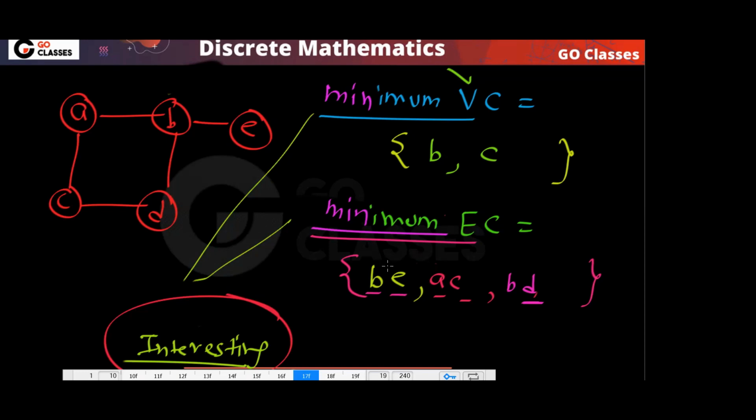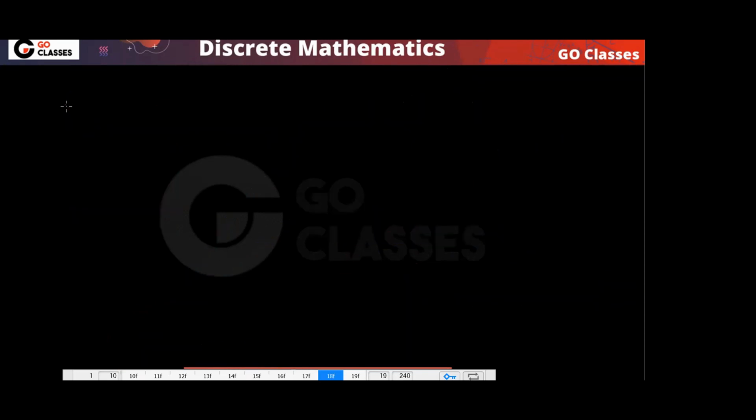Is the concept of vertex cover and edge cover clear? In vertex cover, we find a set of vertices which will cover all the edges. In edge cover, we find a set of edges which will cover all the vertices. You can notice this will cover B, E. This will cover A, C. This will cover B, D. Every vertex has been covered, and here every edge has been covered. So this is the minimum vertex cover, and this is the minimum edge cover. Is this concept clear?